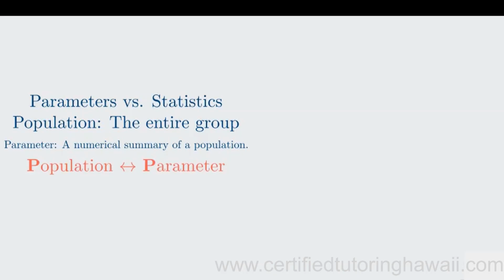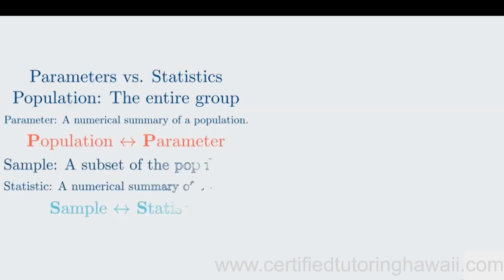Parameters are often unknown because it is usually impossible to measure every single individual in a population. A sample is a subset of the population that we actually collect data from. A statistic is a numerical summary of that sample. Think of the S in sample and statistic.